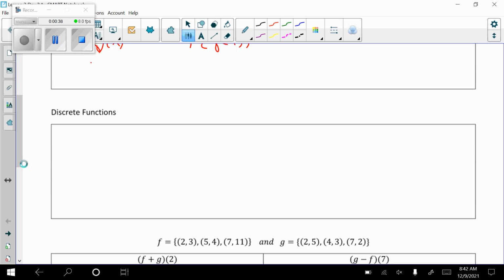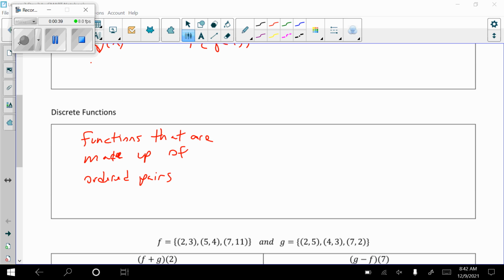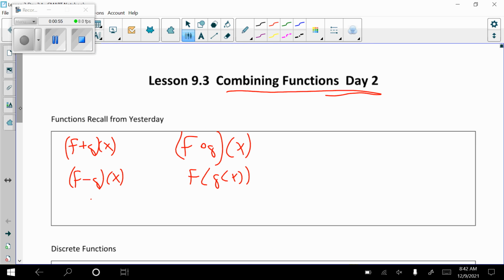We're going to be doing all of this today, but we're combining it with discrete functions. Discrete functions are not lines, they're not curves, they're just a bunch of points. They are functions, so no points are on top of each other, but they don't make any pattern. They're just random points. We're going to apply everything we talked about yesterday to basically just coordinate points.